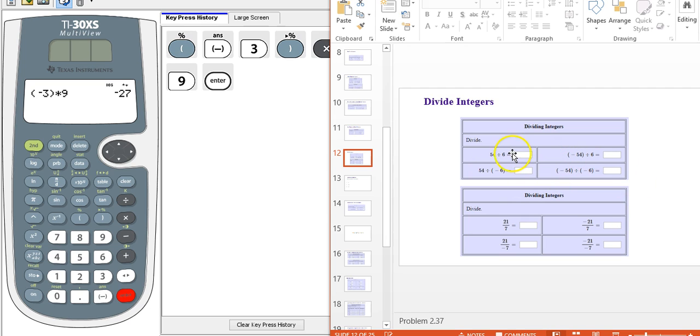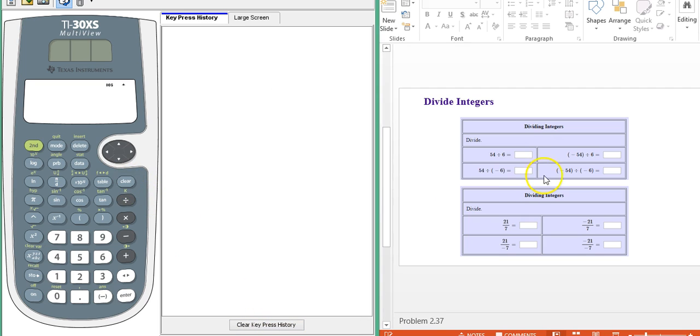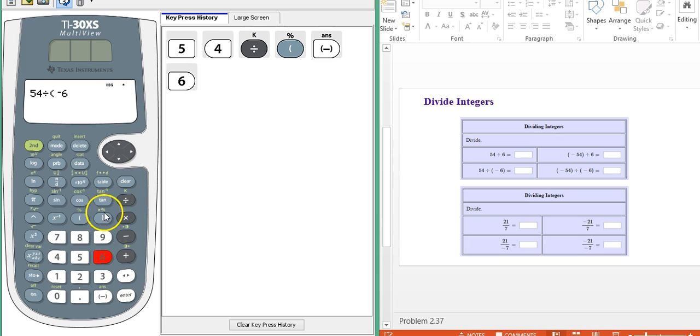Here we have division in two forms, using a division symbol or using a fraction symbol. Let's try 54 divided by negative 6. Again, you could put the negative in parentheses or not. Make sure you close them though. And our result is negative 9.